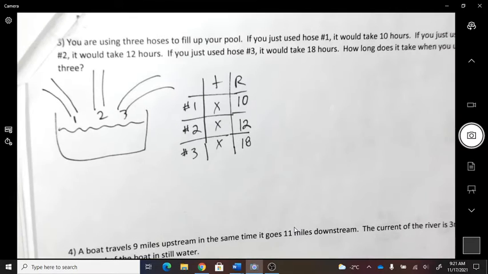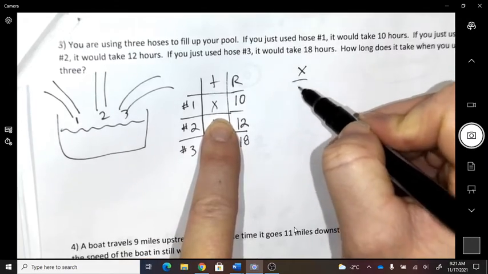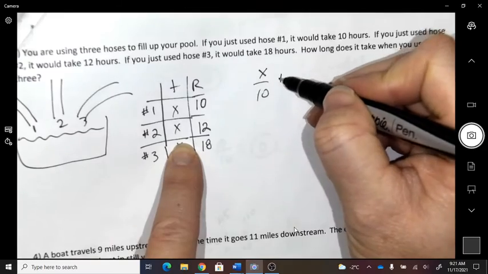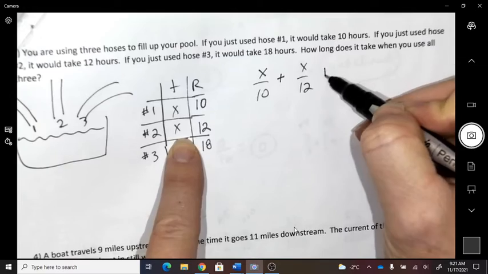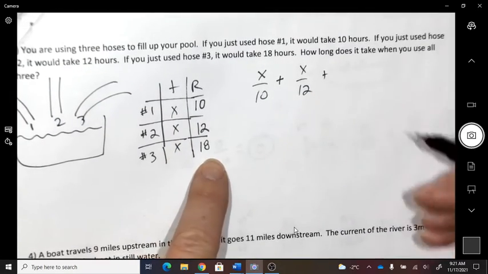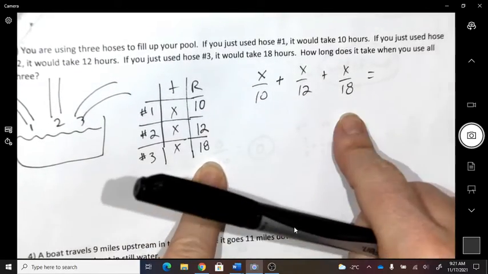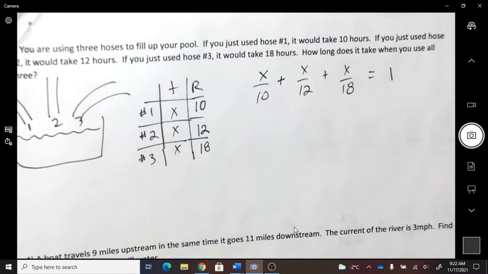Okay, so here we go. Hose number 1 does X tenths of the job, plus hose number 2 completes X twelfths of the job, plus hose 3 completes X 18ths of the job. This portion plus this portion plus this portion all add up to the whole job. They each do a portion of the pool. Together they do the full pool.